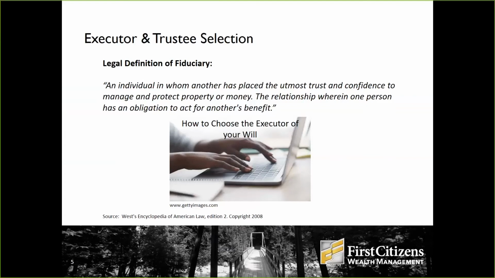So let's start by talking about the legal definition of a fiduciary, because when we're talking about an executor and a trustee, we're talking about those who have a fiduciary responsibility. As you can see here on the screen, your executor or trustee has a legal obligation to act on your behalf. This is someone that you have the utmost trust and confidence in to manage your final affairs. So selecting your executor and or trustee are not decisions that should be entered into lightly.